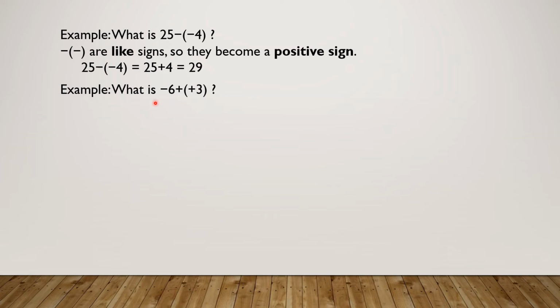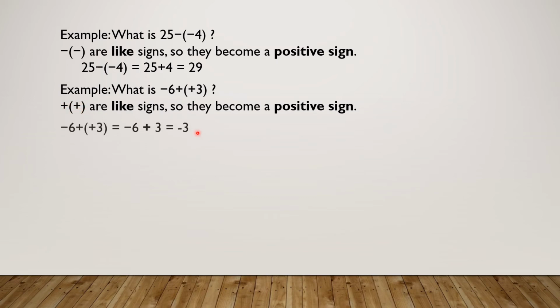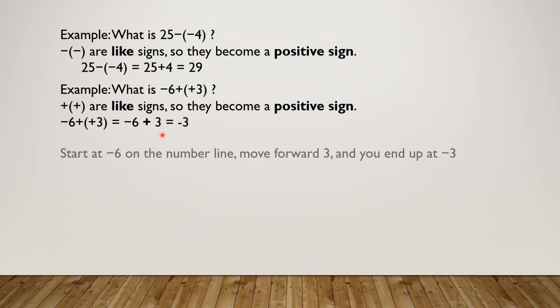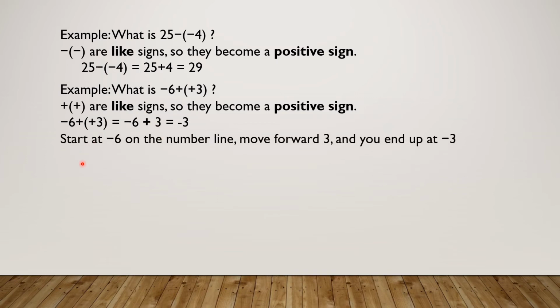Now, what is negative 6 plus positive 3? Okay, so we have unlike signs. So negative 6 plus 3 is equal to negative 3. You owe 6 pesos, you paid 3 pesos, you still owe 3 pesos. That's it. Using the number line, you start at negative 6, then move forward 3, you end up at negative 3.